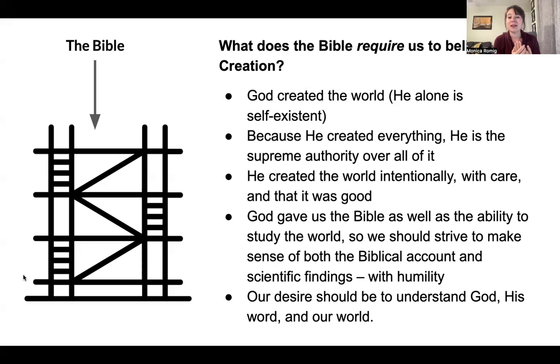Because God created everything, the Bible teaches, and we have to believe that He is the supreme authority over all of it. So no matter how He created it and how we're supposed to interpret Genesis 1, the moral of the story is God is the king over His creation, and He's the one who gets to create it and then decide how it's all going to play out. He created the world intentionally and with care, and it was good. However you interpret Genesis 1, those are the things that are repeated over and over and over again.